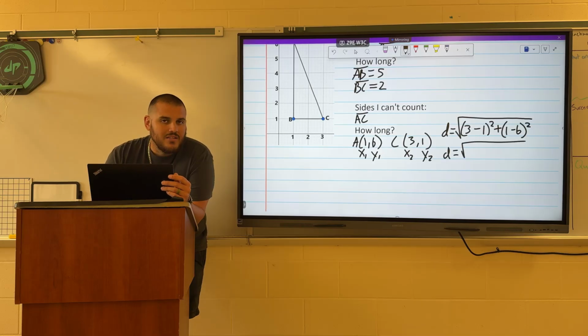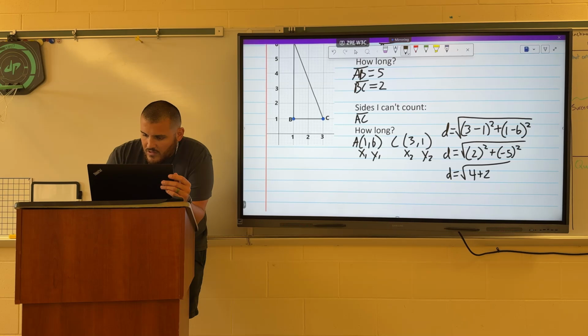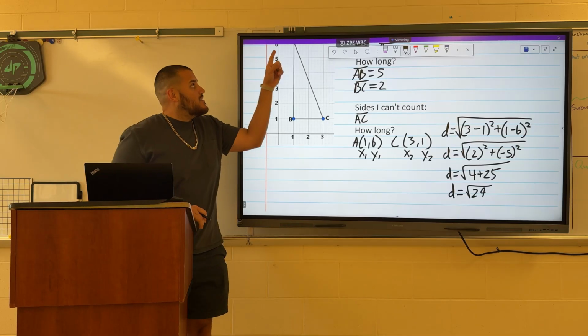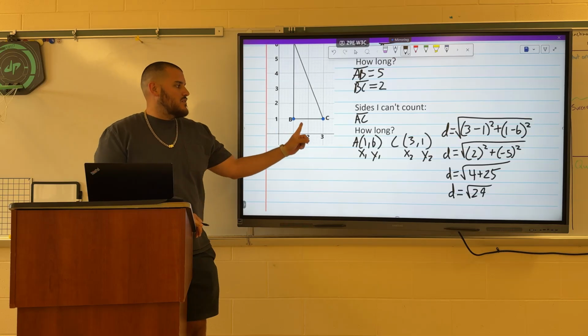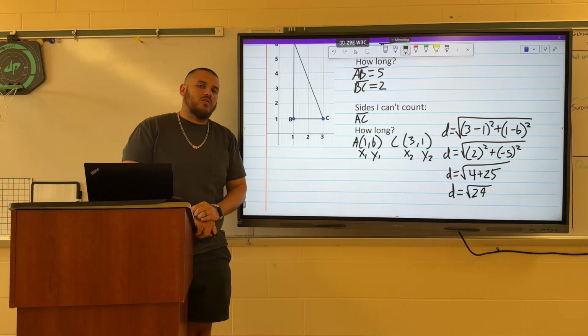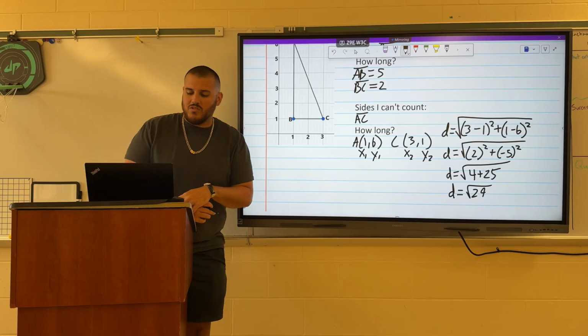And we're doing our parentheses, so 3 minus 1 is 2. 1 minus 6 is negative 5. Next we have our exponents. 2 squared is positive 4, negative 5 squared is positive 25, and 4 plus 25 will give me the square root of 29. So I counted side AB, 5 units long. Side BC I counted as 2 units long. Side AC I needed to use the distance formula. It gives me the square root of 29.